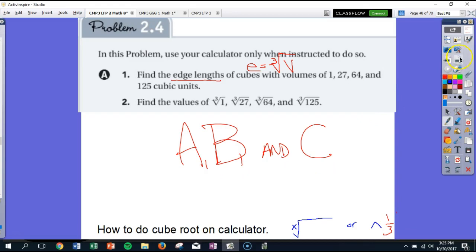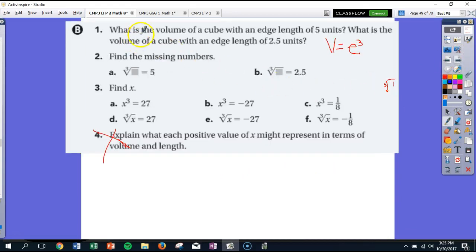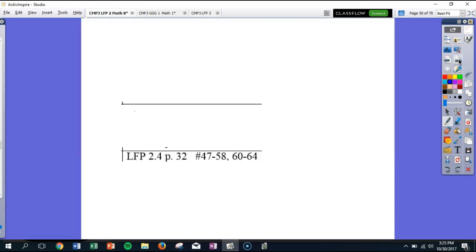Do A and B here, where again we're finding the various missing numbers. Find X, find the missing numbers here and here, answer these questions here. So do A, B, working with cube roots, and then part C you're going to do without a calculator and do some estimates of cube roots of 10 and things like that. Then if you get through all of that, then you can start on some ACES questions that begin on page 32. I want you working on 47 through 58 and 60 through 64.